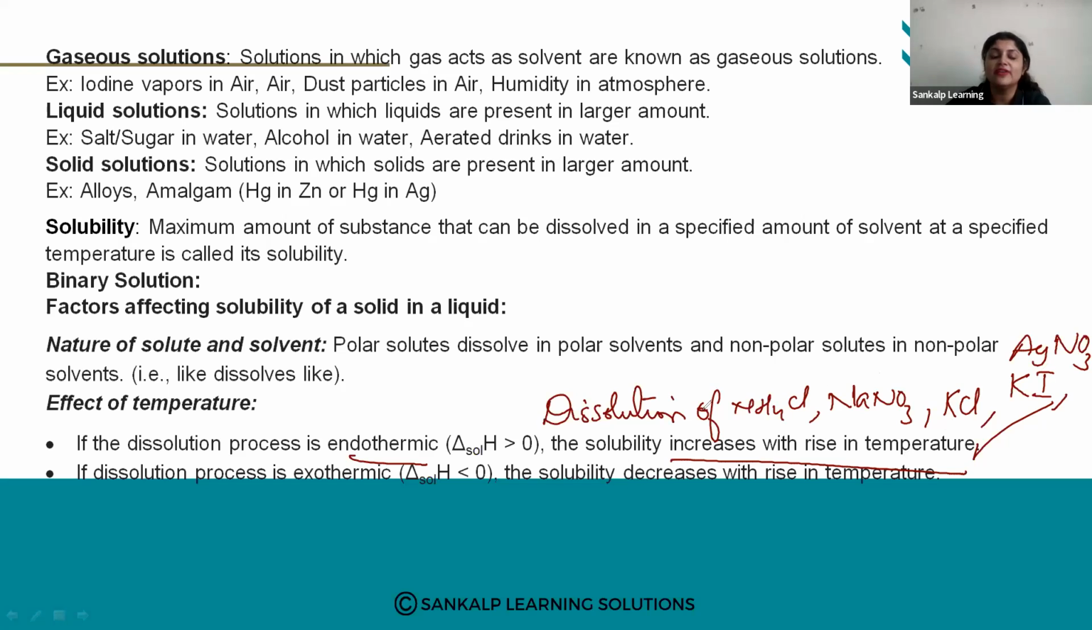Now, if the dissolution process is exothermic, the solubility decreases with the rise in temperature. Whenever you have exothermic reactions, delta H will be negative, whereas it is positive for endothermic ones. So what will happen to the solubility? The solubility will decrease with the rise in temperature for exothermic, and with respect to endothermic, the solubility will increase with the rise in temperature. So this is about the effect of temperature.